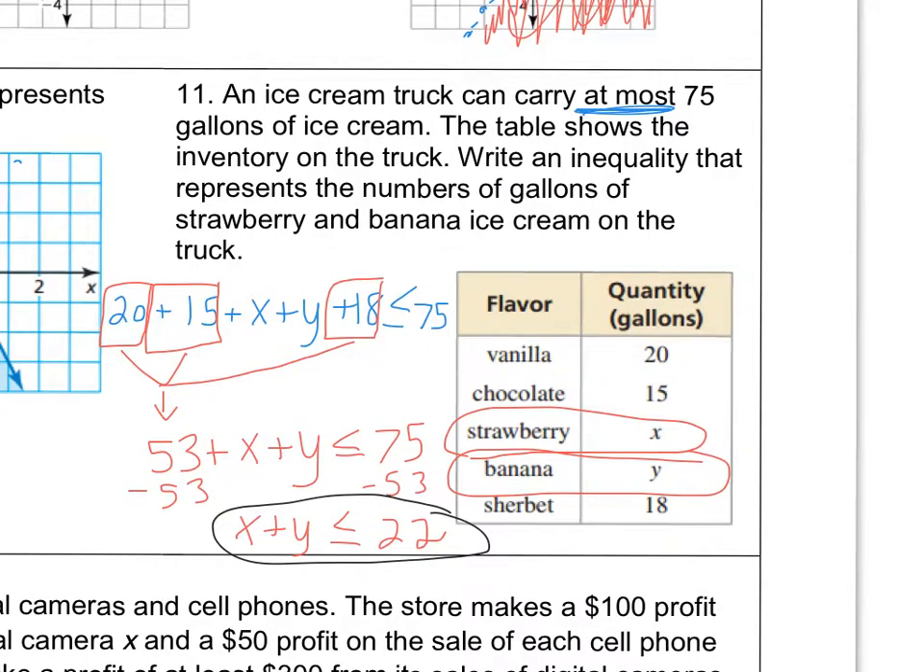The biggest trick on number 11 is just understanding what at most means. That means he can carry 75 gallons, he can carry 70 gallons, but at most is 75, so he could not carry 80. So everything that he is carrying has to be equal to 75 or less. So just getting your less than or equal to sign, and then it's just adding up everything that's on the ice cream truck and simplifying it and getting it down to a standard inequality.